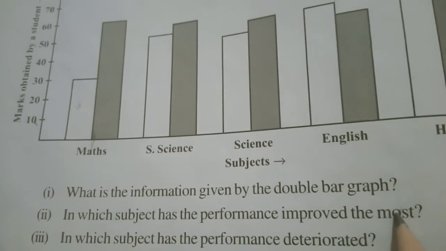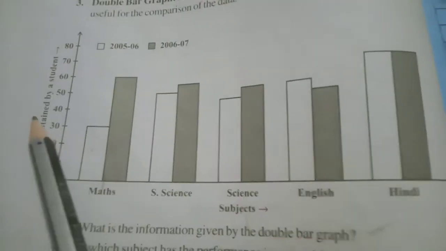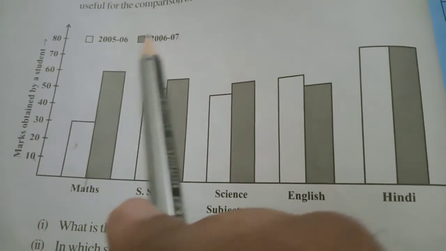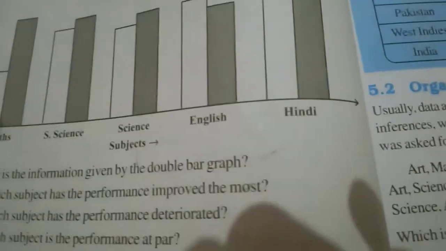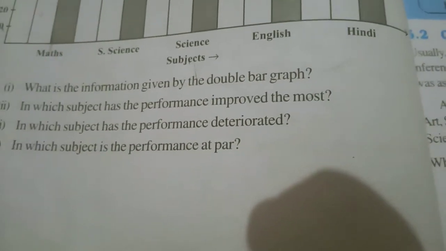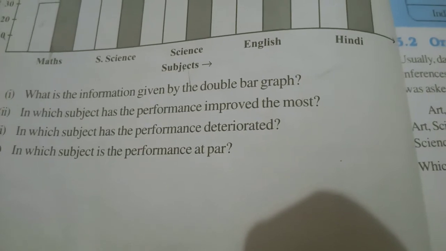Now, see the question. What is the information given by the double bar graph? The subject wise marks of a student in the years 2005-6 and 2006-7. This is the answer of the first question. Clear? See the next question now. What is the second question? In which subject has the performance improved the most? Improved the most. Then in which subject did he improve more?